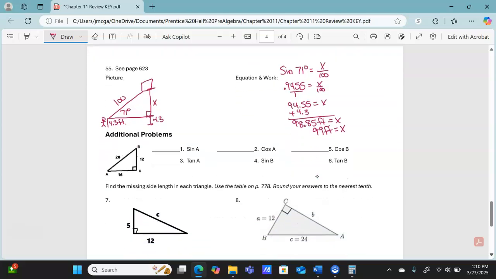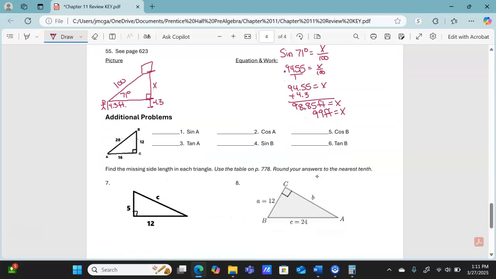On this one, remember sine is opposite over hypotenuse. So here's A. Opposite of A would be 12. The hypotenuse is 20. Both of those are divisible by 4, so we get 3/5. The cosine of A is adjacent over hypotenuse, 16 over 20. Both of those divisible by 4, we get 4/5.